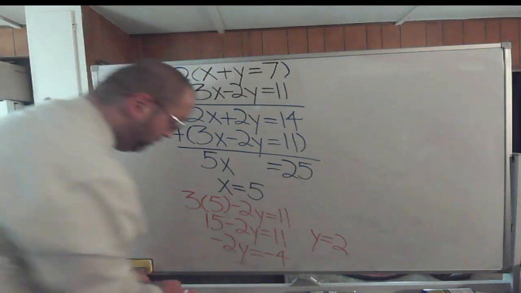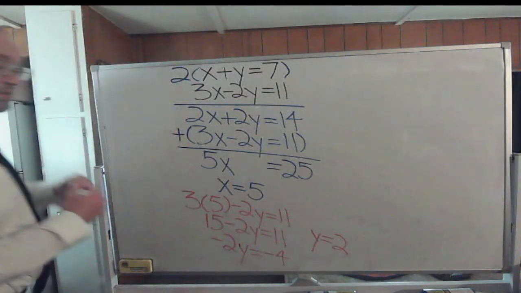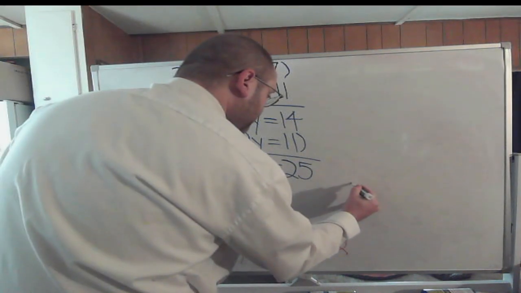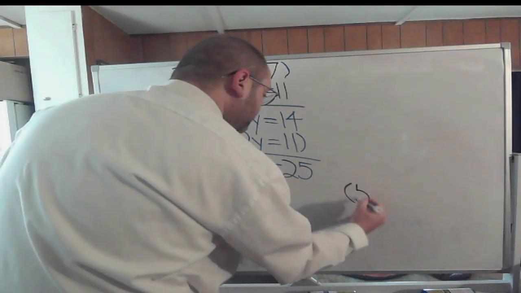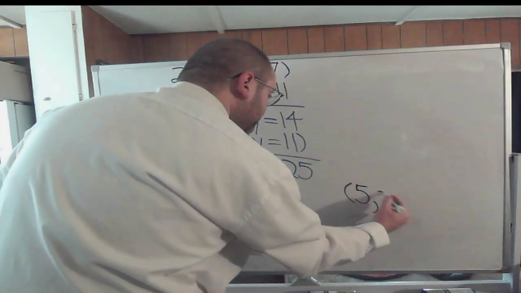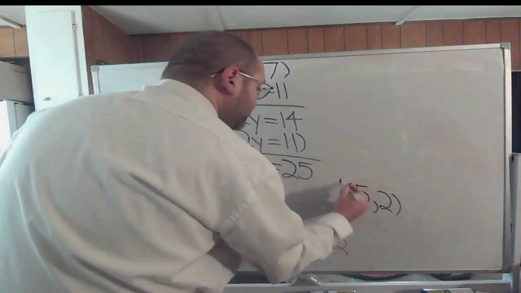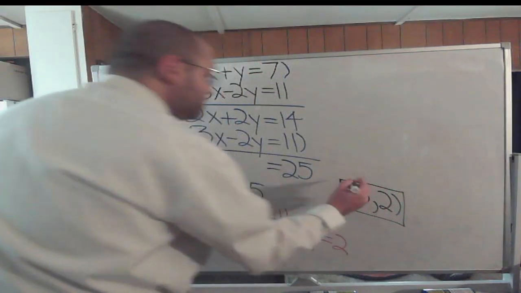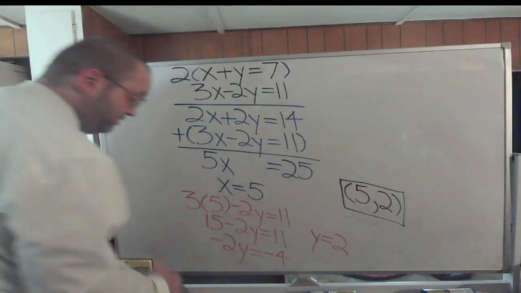So the y-coordinate of the solution is going to be 2. So the solution, your ordered pair, is going to be 5, 2. And that would be the answer for this system of equations. You would get the ordered pair 5, 2.